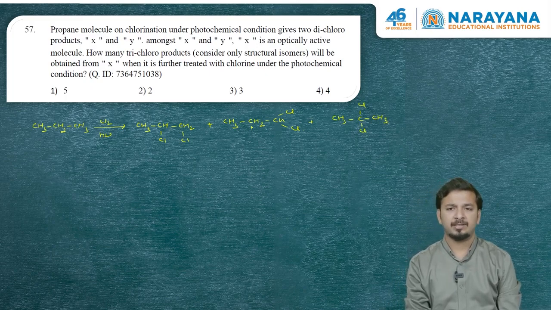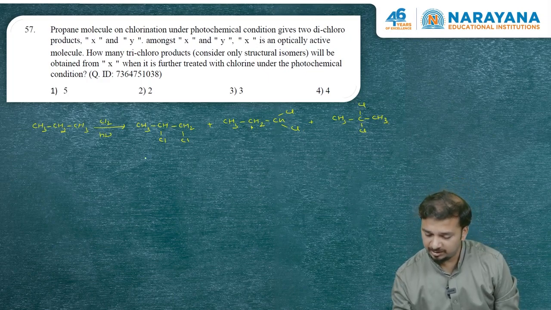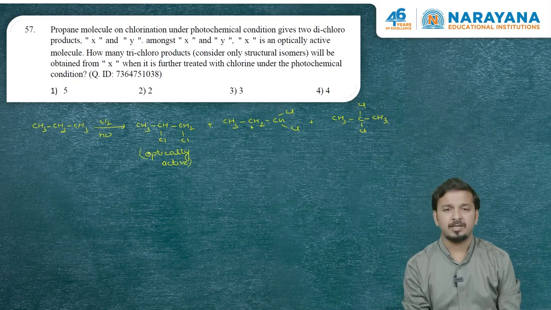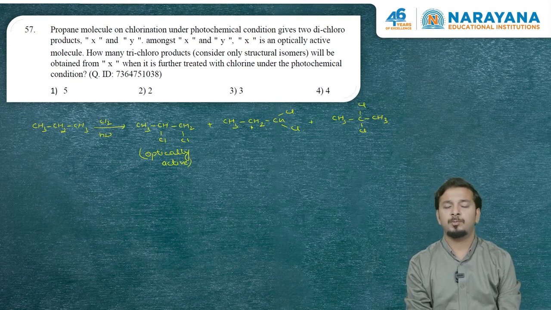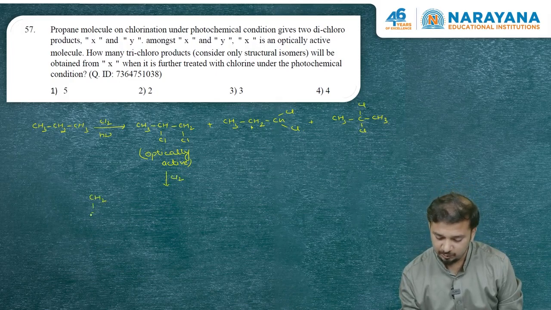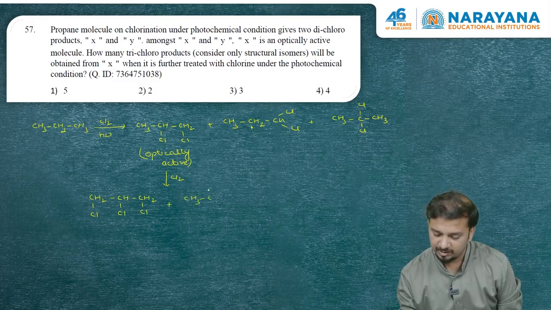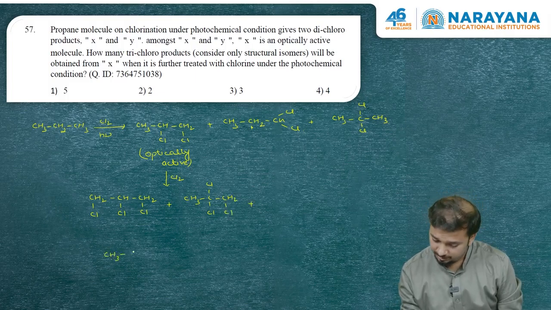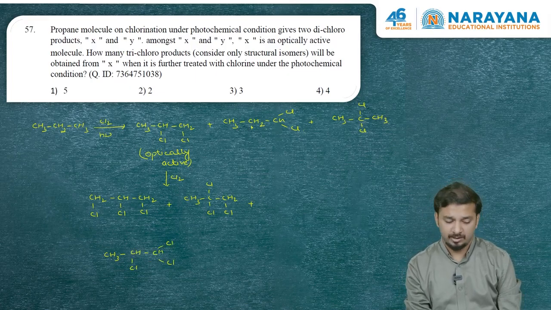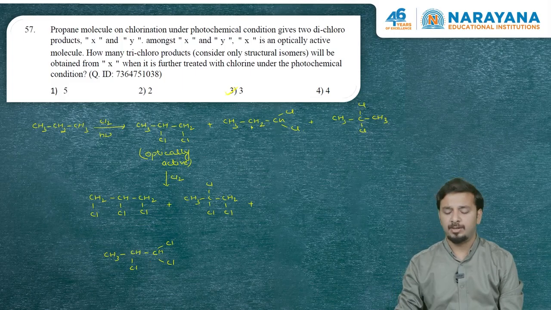Now they are saying amongst X and Y, X is an optically active molecule. So among all these three, optically active is this one. So this is our X. Now they are saying how many trichloro products, consider only structural isomers, will be obtained from X when it is further treated with chlorine under photochemical conditions. So if it is treated with Cl2, how many trichloro products will be formed? One possible product is CH2ClCHClCH2Cl, the second possible product is CH3CCl2CH2Cl, and the third possible product is CH3CHClCHCl2. So these three are the possible products. So the correct answer for this question is option 3, that 3 products will be formed.